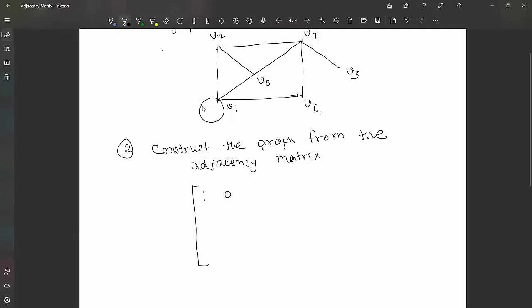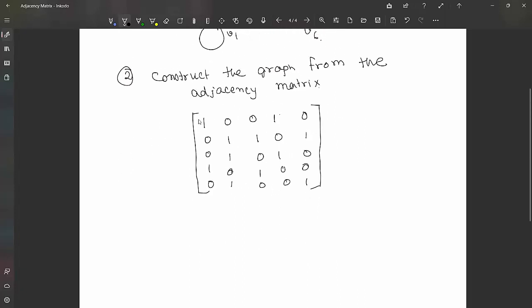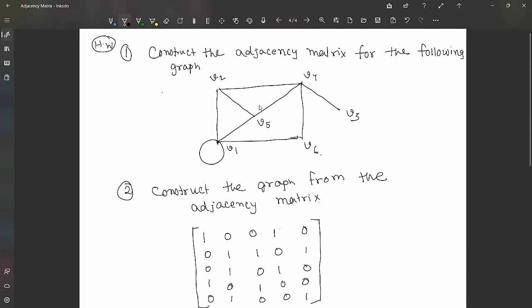So 1 0 0 and 1 0 and 0 0, okay, 1 0. This is 1 1 0 1 1 1 0 1. This is 0 1 0. This is 0 1 0. This is 0 0 0 and 1. So this is the matrix AG, and you have to construct the graph from this adjacency matrix. So these two are the homework just for the practice.